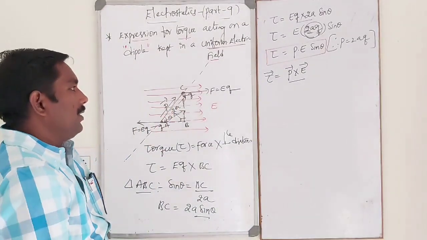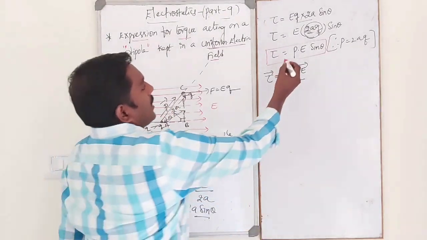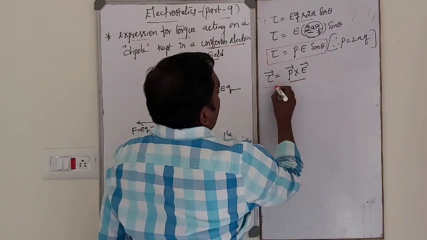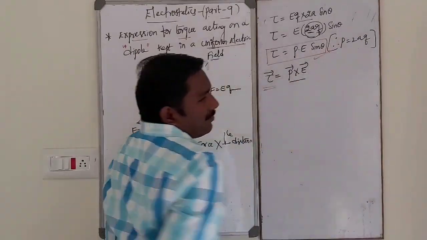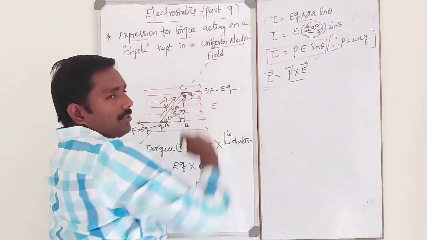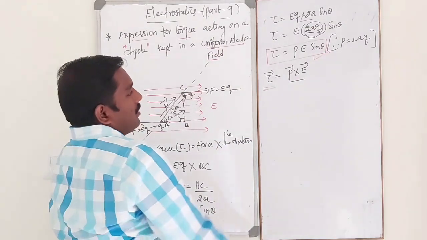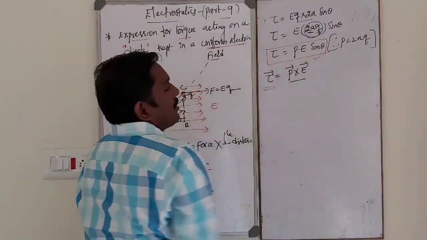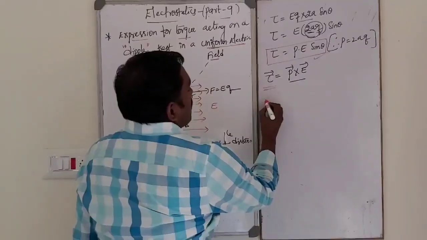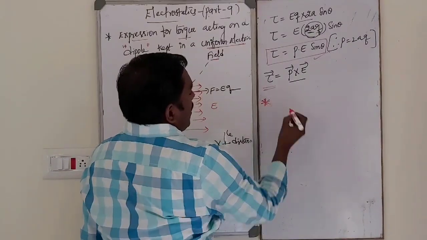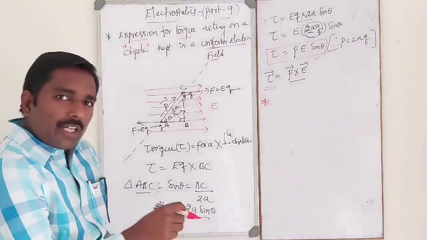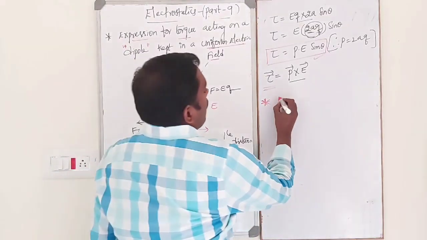This is the final equation. Very most important, 3 marks. Up to this, very most important. What is the SI unit of torque?